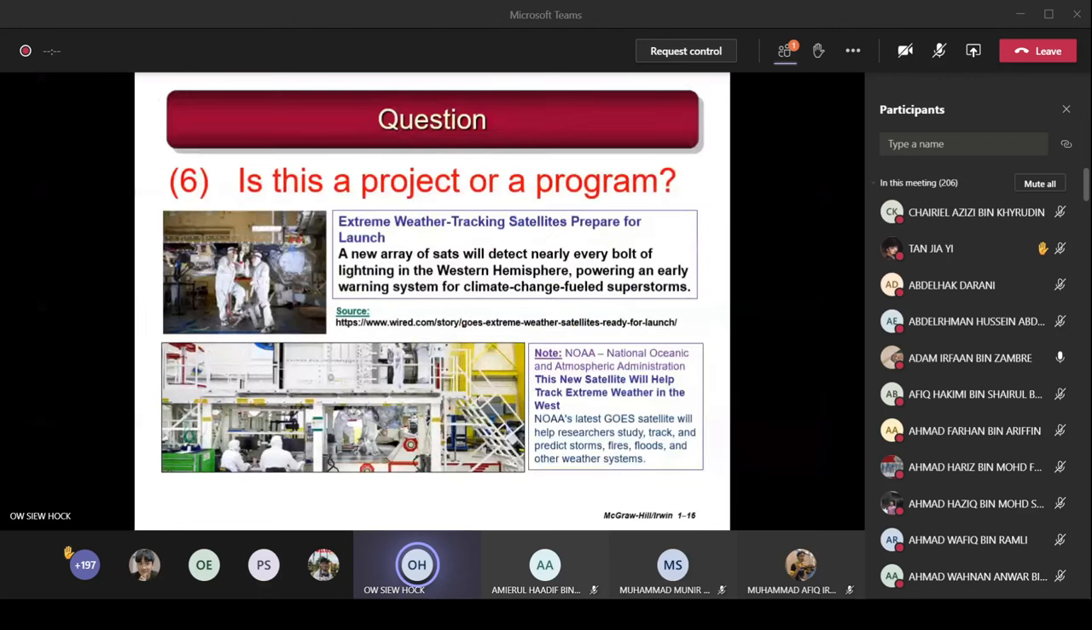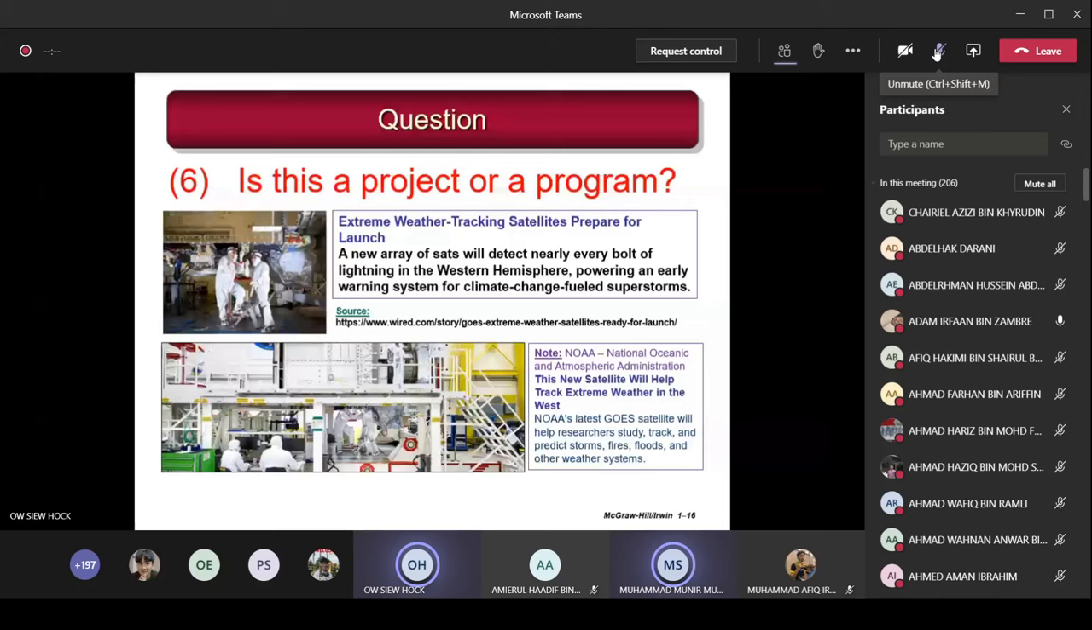So this one is the launching, you know, they build these satellites to keep track of the weather, the tracking satellites that they launch from time to time, if you visit the website. So is this called a project or a program? Program. Project? Yes. No, no, it's not a project. It's a program. Because first, you have to build the satellite. This diagram shows the building of the satellite is very complicated. Then the launching itself is another different thing, okay? So you have many different types of projects.